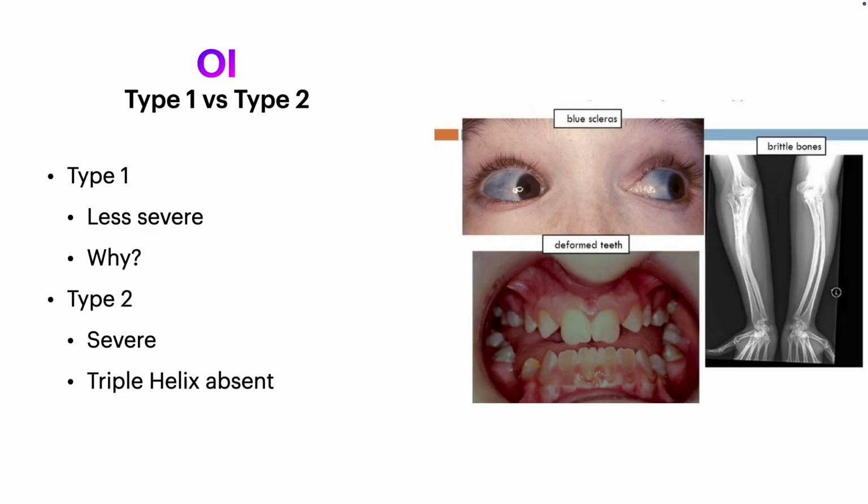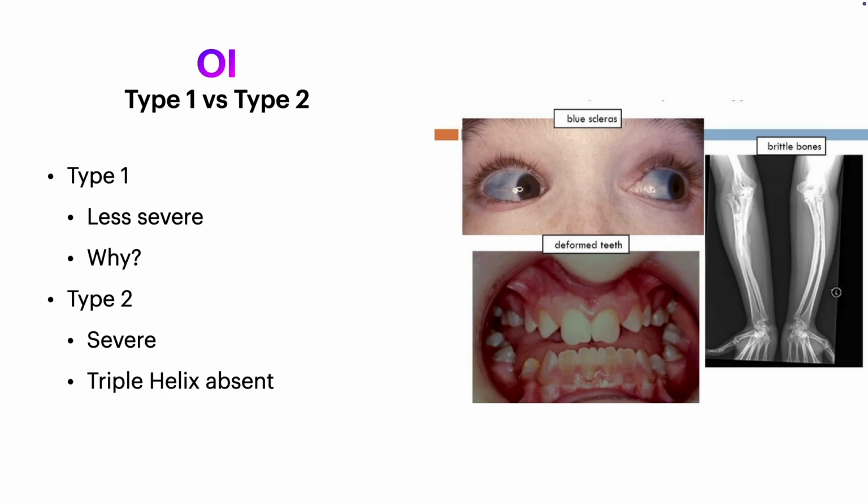And there's two types. There's type 1 and type 2. So type 1 osteogenesis imperfecta is less severe. Why? Because you still have type 1 collagen, you just have less of it. Whereas your type 2 is very severe because the triple helix is completely absent. That is to say that you have no type 1 collagen.